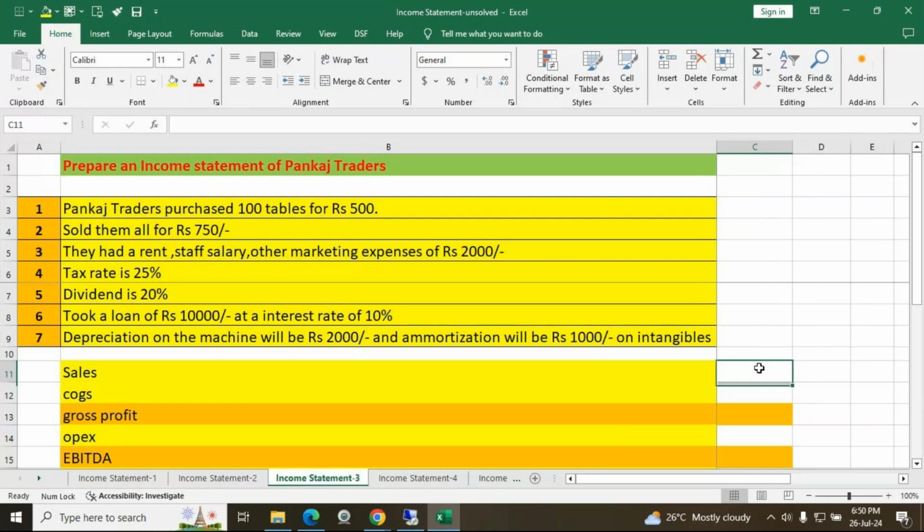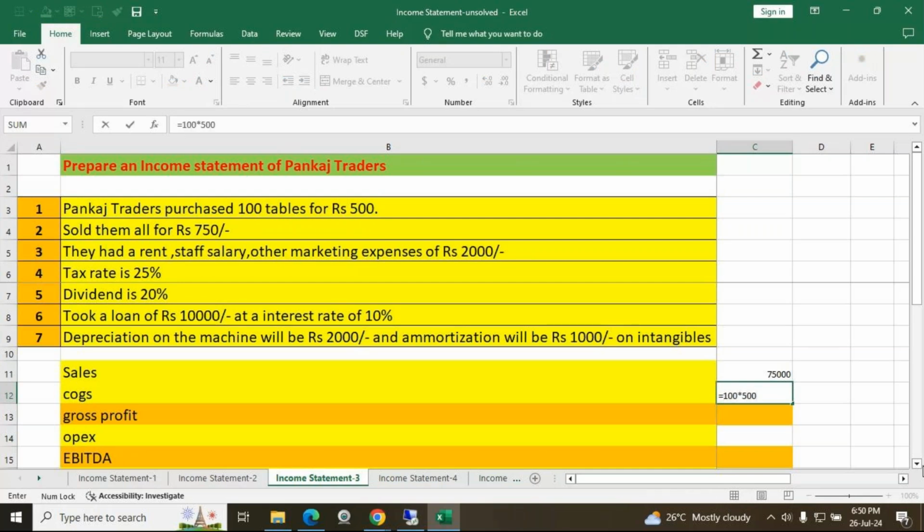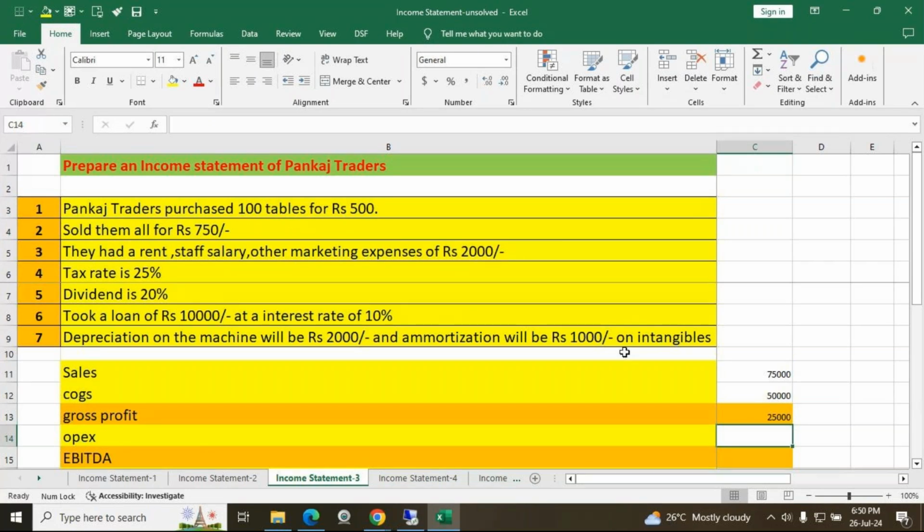Sales. What is the value that I need to put here? 100 into 750. Very good. So COGS will be 100 into 500. So gross profit will be sales minus COGS. Then operating expenses, 2000.